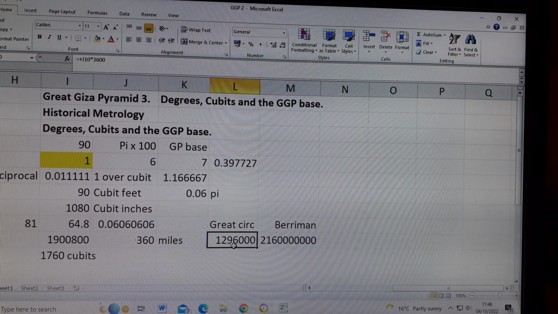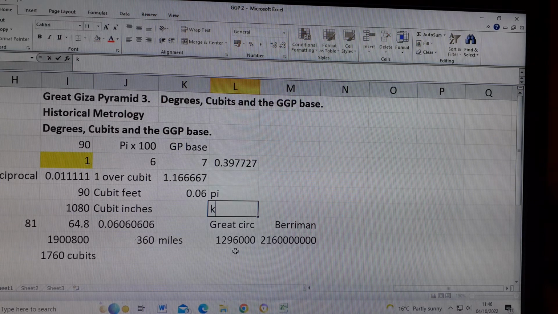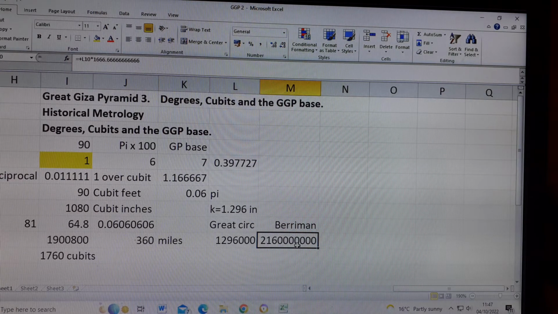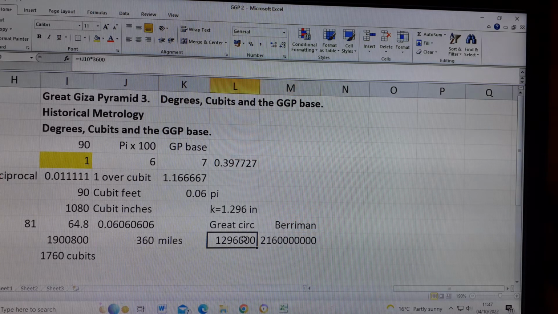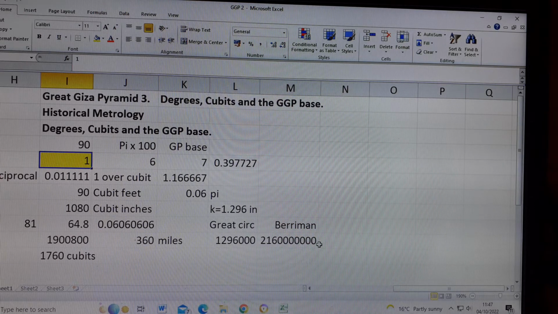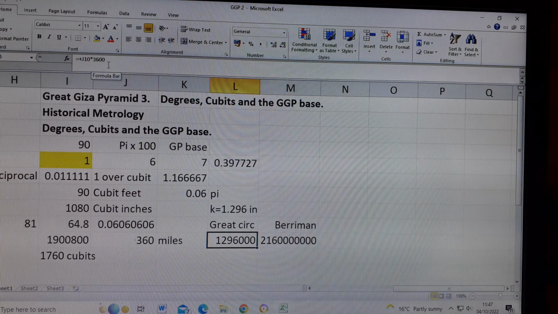The great circle is 1296000 units. That's Berryman's K value. We'll put that in there. K is 1.296 inches. And the great circle that Berryman gives is 216000000 digits. And we get that by multiplying K by 1666.666. So when there's 1 degree in here, we get Berryman's great circle, and it can be translated as 360 miles, because when we multiply 360 miles by 3600, we get this great circle, 1296, Berryman's K, and then Berryman's digit circle is this one.